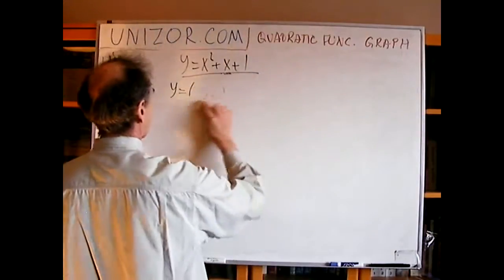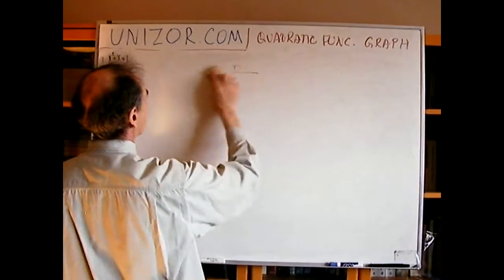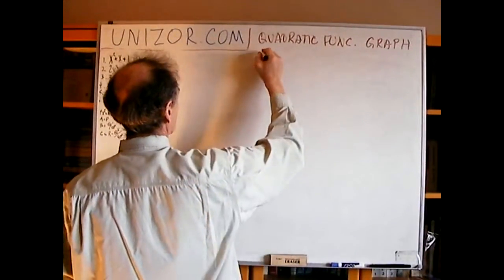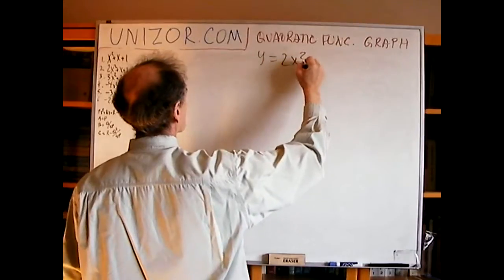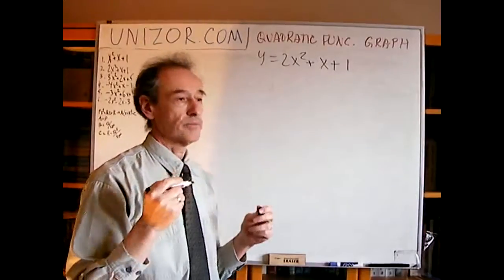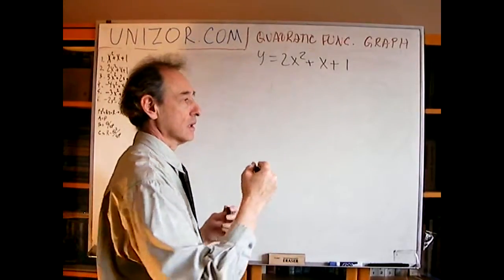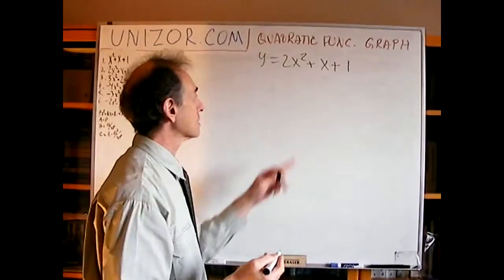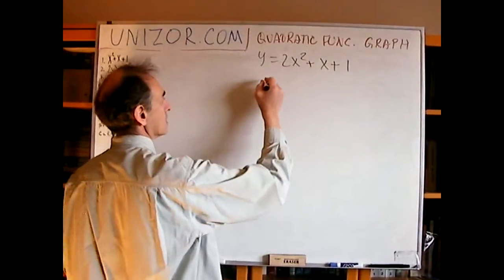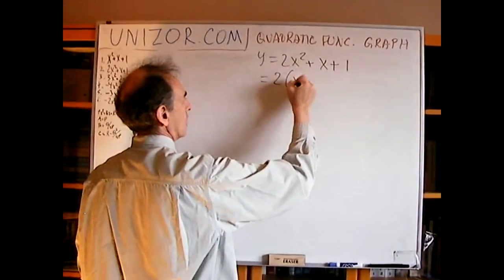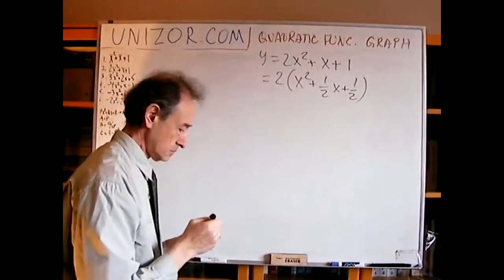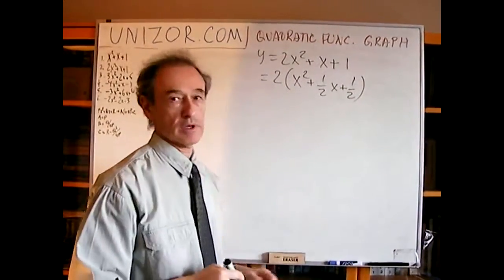Now I'm not using the formula, I'm just using the second example straight, and I'll just demonstrate the logic. So you have y is equal to 2x squared plus x plus 1. The first step in converting this into full square mode is to factor out the coefficient at x squared. So it's equal to 2 times x squared plus 1/2 x plus 1/2, right? So now I have x squared here.